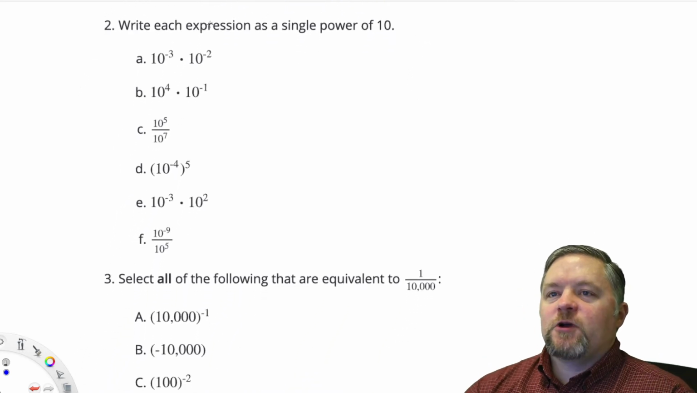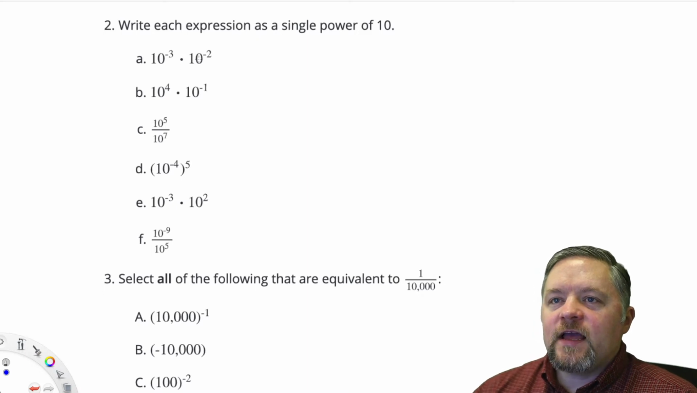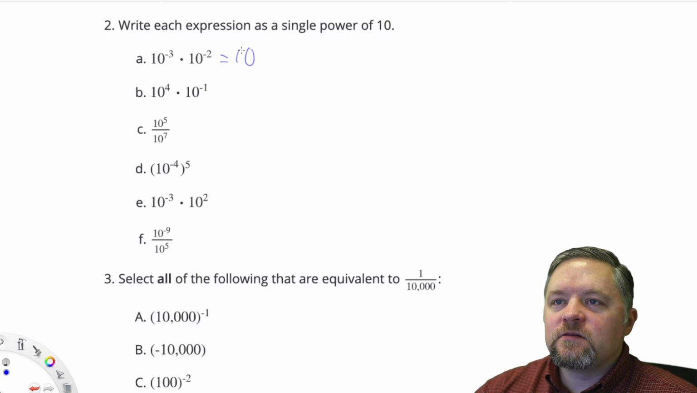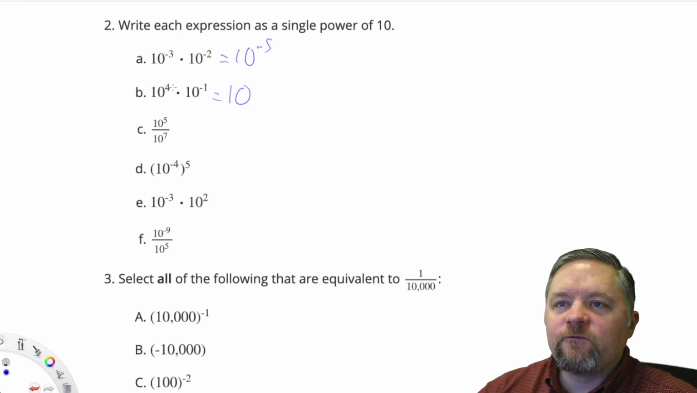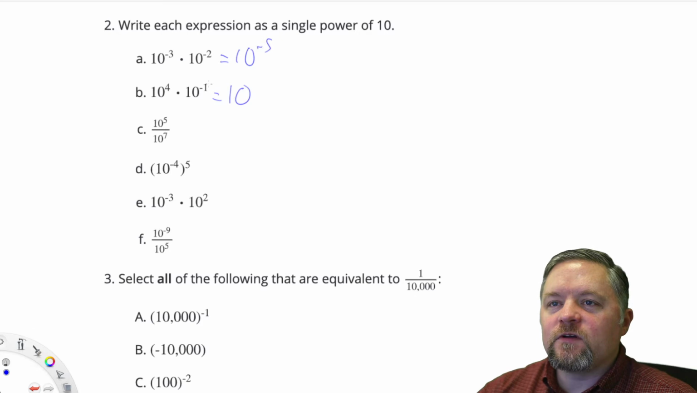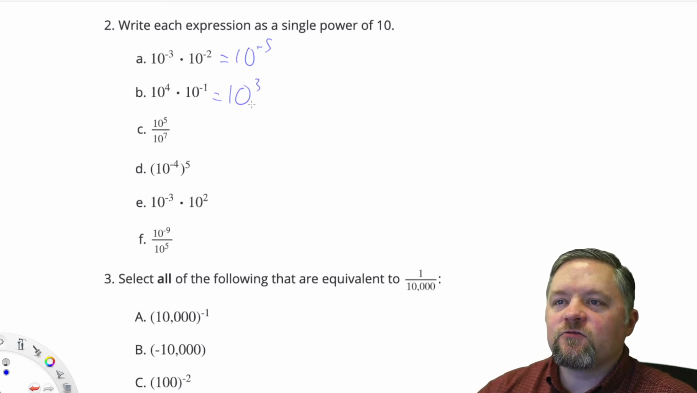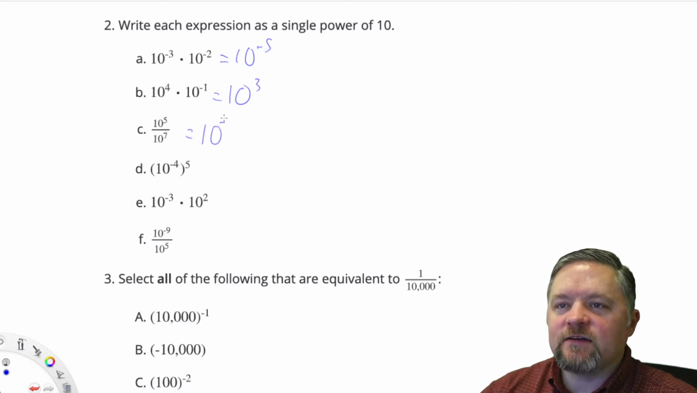Write each expression as a single power of 10. When we are multiplying, we add the exponents. 10 to the power of negative 3 plus negative 2 is negative 5. 10 to the 4 plus negative 1. 4 plus negative 1 is 3. When we are dividing, we subtract exponents. 5 subtract 7 is negative 2.